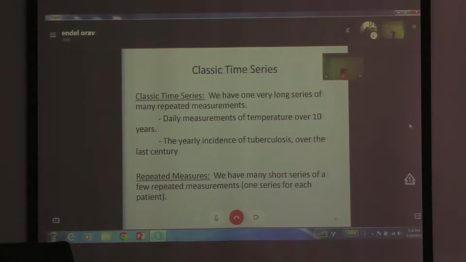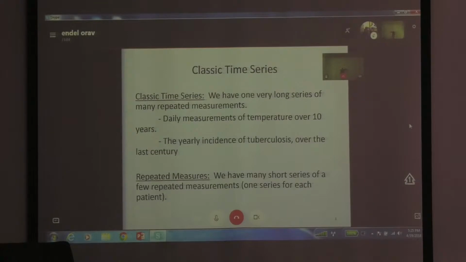If you want something more medical, the early incidence of tuberculosis over the last century. Again, the number of cases will depend from 1 year to the next. They can be influenced by a lot of different predictors. And so again, we have a dependent series of outcome measurements, and the analysis folds into basically a set of approaches very different from what we're going to talk about this week or next week.